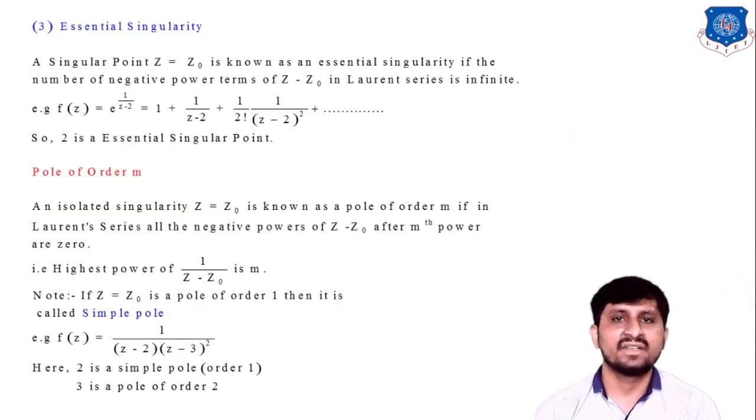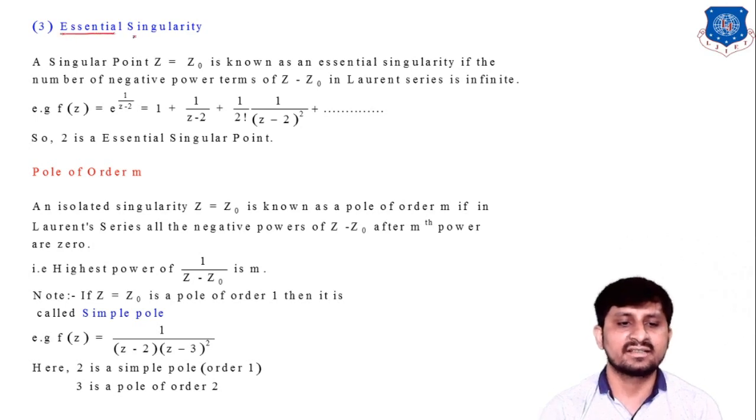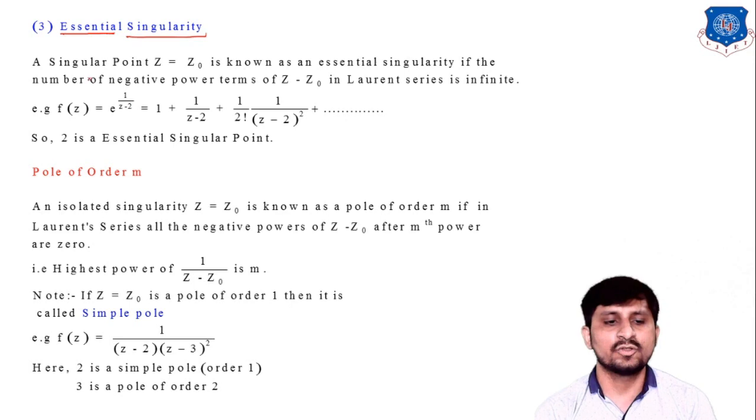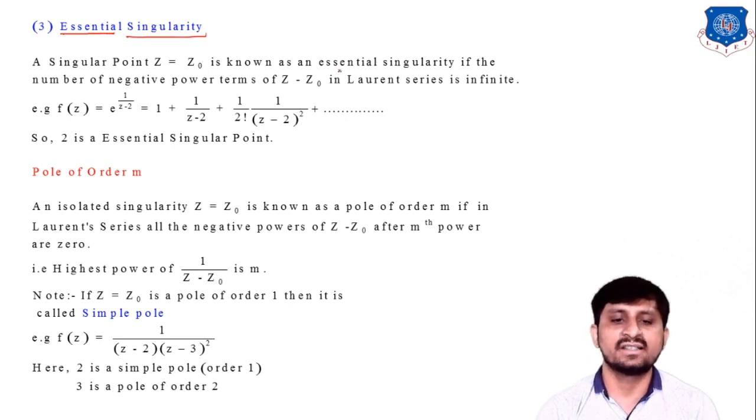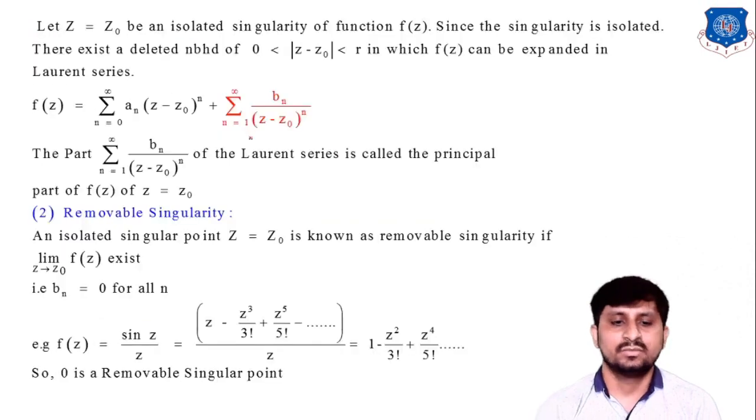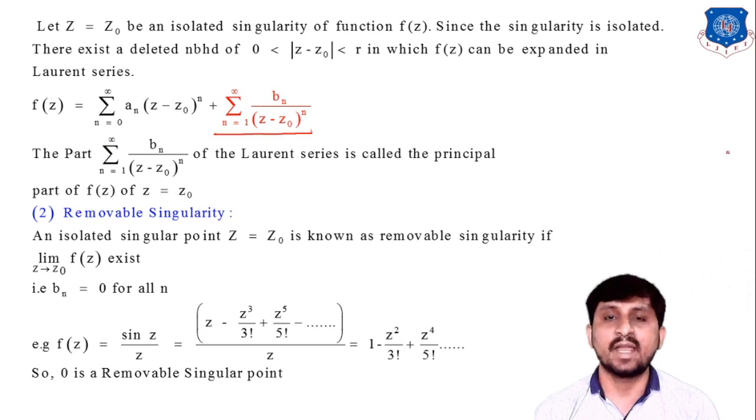Now the next definition is essential singularity. Suppose a singular point z is equal to z0. It is known as an essential singularity if the number of negative power terms of z minus z0 in Laurent series is infinite. That means this principal part has infinitely many terms: 1 upon z minus z0, 1 upon z minus z0 whole square, 1 upon z minus z0 whole cube and so on. There are infinitely many terms in the principal part. Then we can say that z0 is an essential singular point. Okay, so this is exactly the definition.